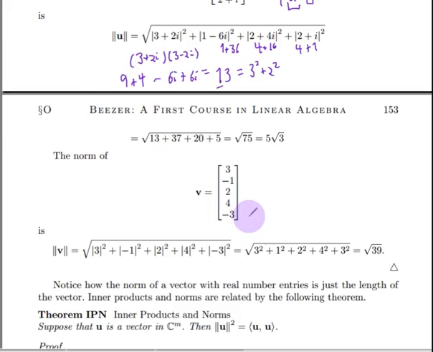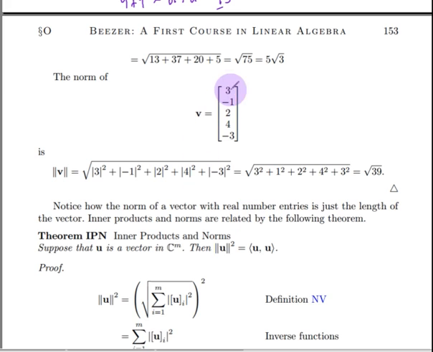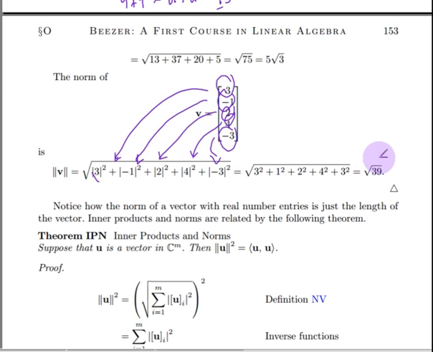Now, when the vector is real, it's a little bit easier. You just take the square root of the sum of the squares of the components of the vector. So this is 3 squared plus minus 1 squared plus 2 squared plus 4 squared plus minus 3 squared. Work it out, and you get this result.